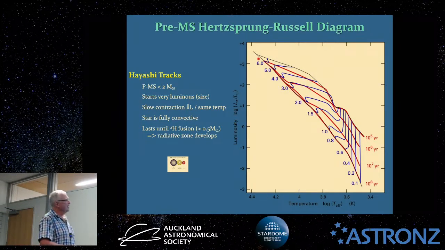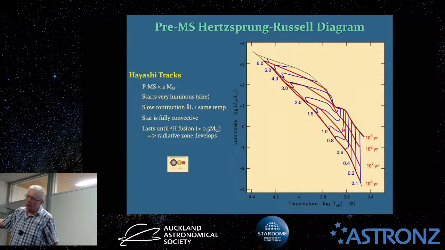The Hayashi tracks apply to all stars less than 2 solar masses. And here's 2 solar masses, so notice how they all have these verticals. A star starts off relatively bright for its mass, but it gets dimmer and dimmer, while its surface temperature remains the same. When a pre-main sequence star is on a Hayashi track going down an evolutionary path, that tells you the whole star is going through full convection. There's no radiation. Its interior is just churning over and over again.